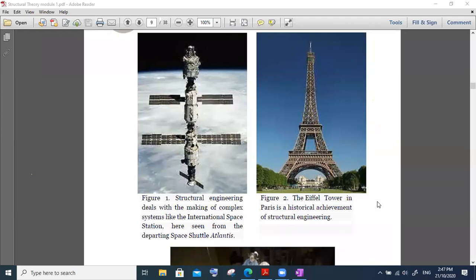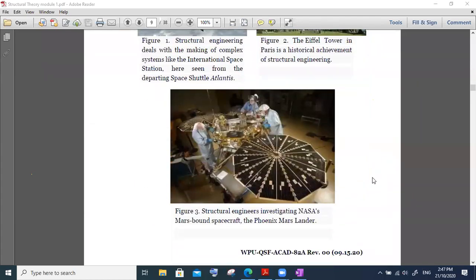In our figure 2, you can see the Eiffel Tower. This is in Paris. It is a historical achievement in structural engineering. So, sikat na sikat. Pag nakita natin kahit ilang line lang, alam natin na Eiffel Tower siya. In our figure 3, we can see the structural engineers investigating the NASA's Mars-bound spacecraft, the Phoenix Mars Lander. So, itong mga structural engineers, ini-inspect nila kung sumunod ba sa specifications sa design itong spacecraft na to bago to siya umalis papuntang Mars.